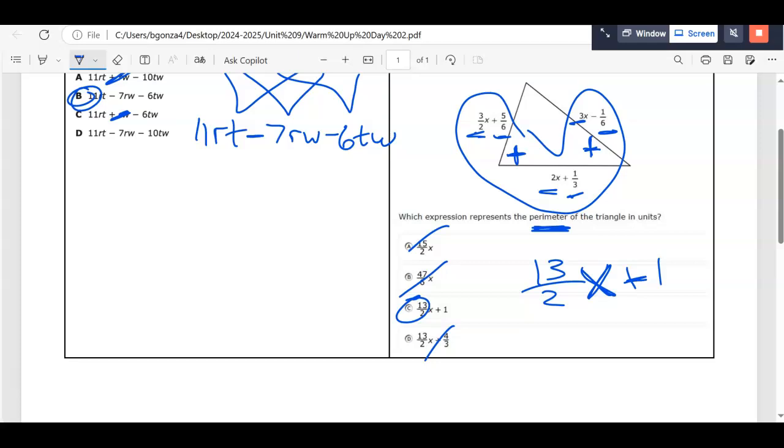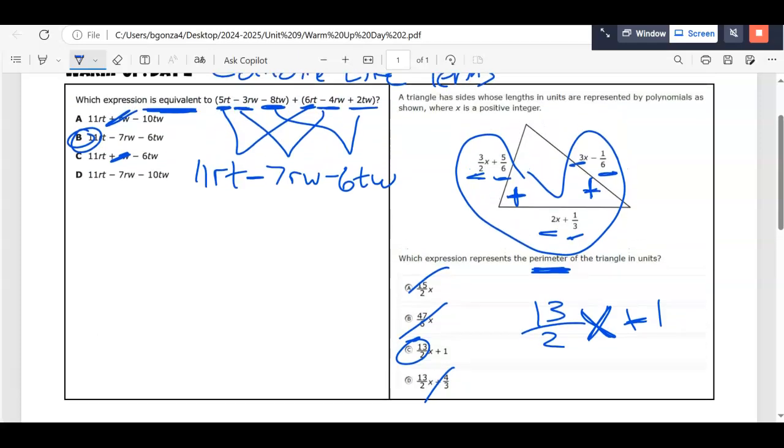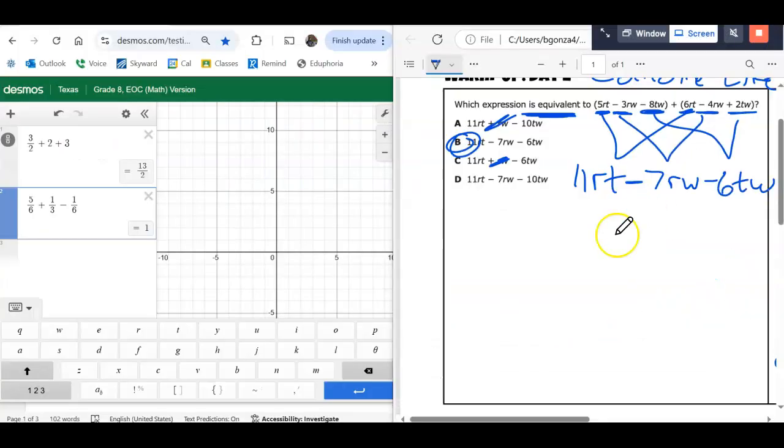Give me a thumbs up if you got C for the second one. Cool. If you did, that's what I like to see.